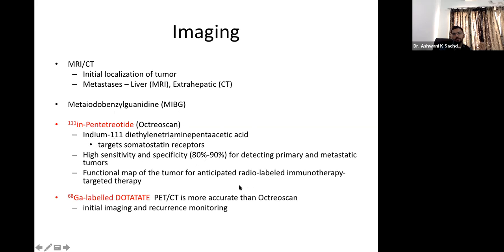And it is also helpful in preparing a functional map, that is, how many metastases are present and where, in case we are anticipating radiolabeled immunotherapy, targeted immunotherapy or targeted therapy. Gallium-labeled DOTATATE PET CT is more accurate than Octreoscan in initial imaging and in recurrence monitoring. So special imaging for carcinoid tumors are MIBG scan, Octreoscan, or DOTATATE PET CT.